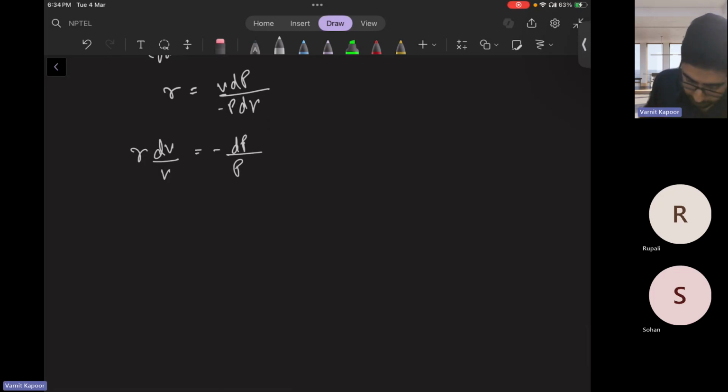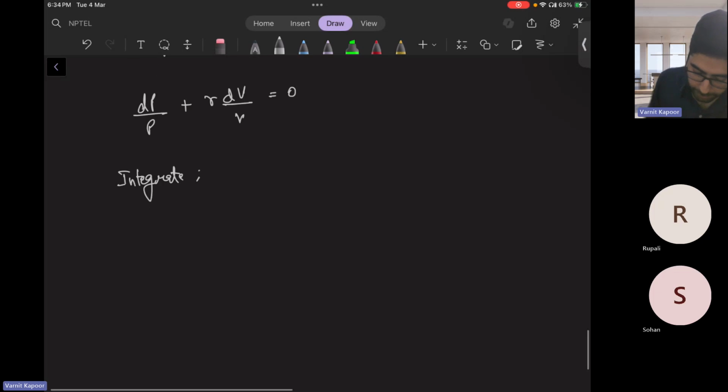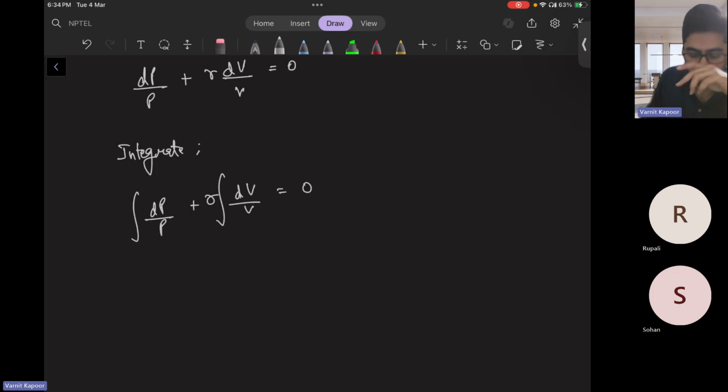Transpose this to the left hand side. So that's dP by P plus gamma times dV by V equal to 0. Now you can integrate them. What do you get? Integration of dP by P plus integration of gamma, which is a constant value and can come outside the integration, dV by V is equal to 0. And integration of 0 is a constant.